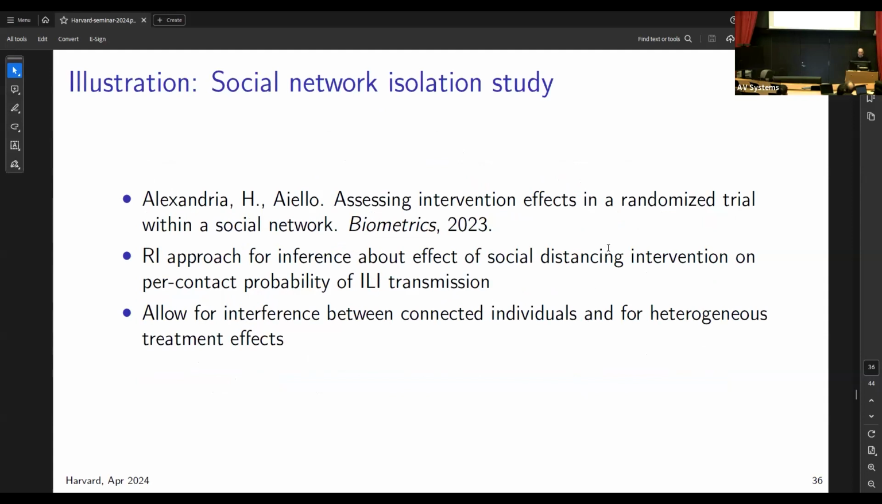And then one of the other papers that maybe some of you read was this paper by Shana, Alexandria, and Allison, where we applied the same sort of method, essentially the Bowers et al. method, to that study I showed you on social isolation. It's basically the same idea, but combined with a transmission probability model.